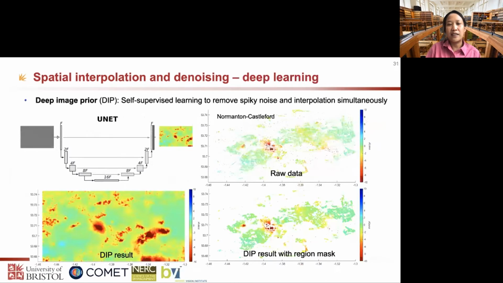I would also like to show an extra slide. We tried deep learning: what happens if we use deep learning to do the spatial interpolation and simultaneously denoising? This is called self-supervised learning. It makes use of the CNN as well to enhance the given image with no prior training data.